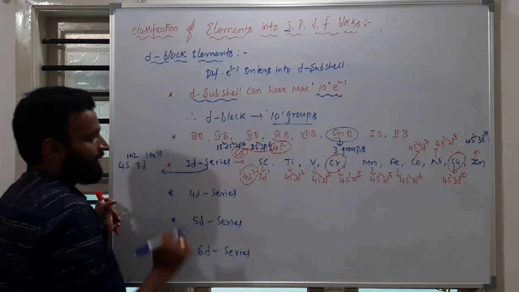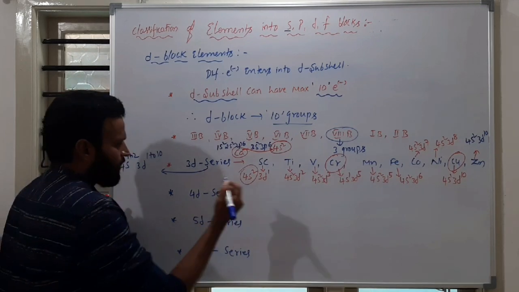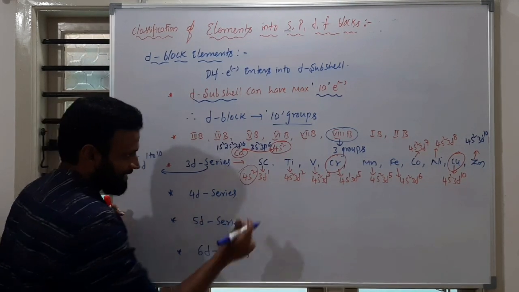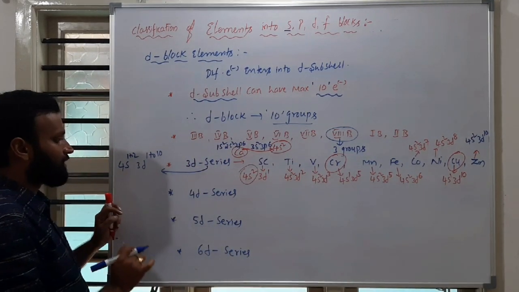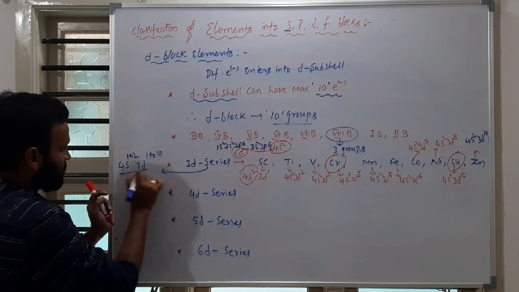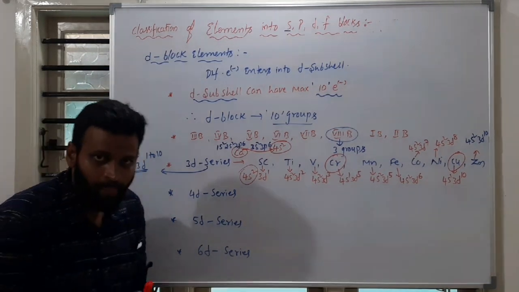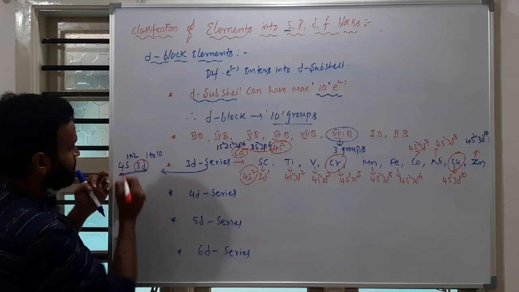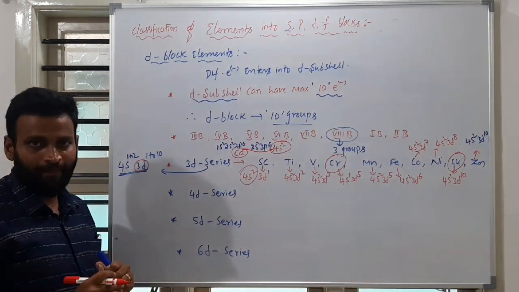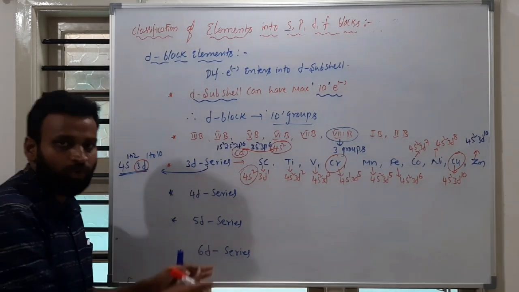This is what, 3d6. Okay, so in that way I have a 4d series, 5d series and 6d series of elements. All were represented already, so I will represent only the configurations. So this is the 3d series. Why are they called 3d series, now understood? Because the last electron enters into which subshell here? 3d subshell. Get it? So that's why they are called 3d series instead of groups.